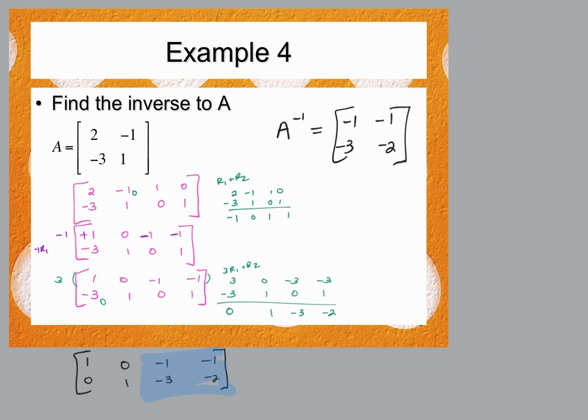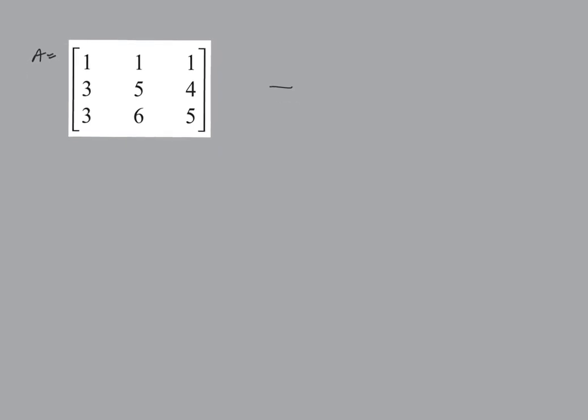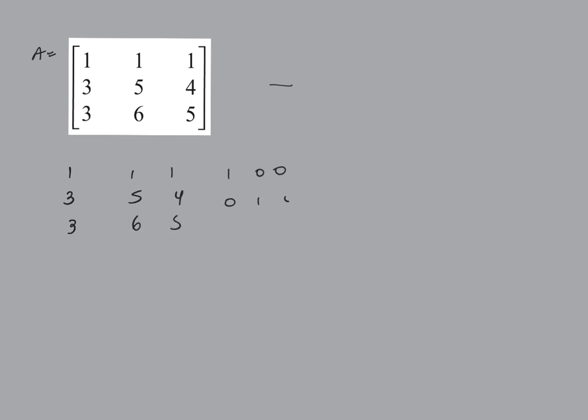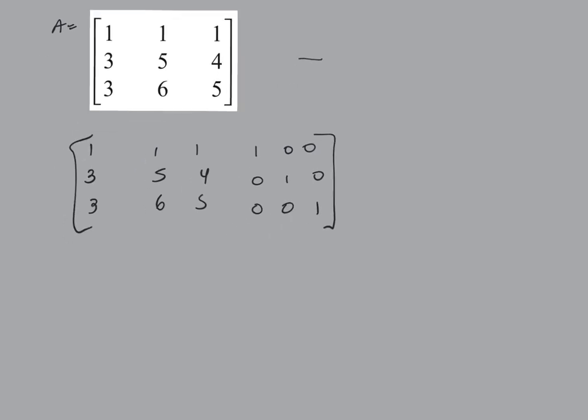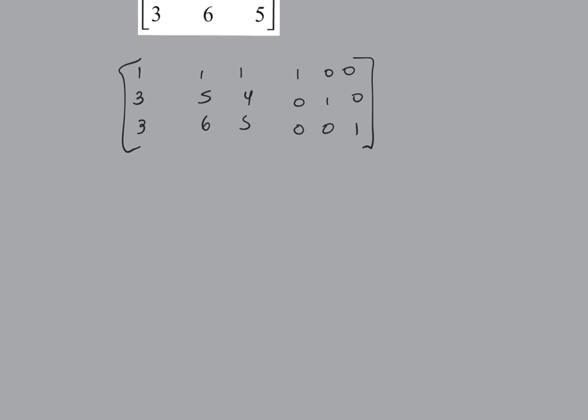Questions? Okay, so if this is A and I want to find A negative 1, I'm going to rewrite it 1, 1, 1, 3, 5, 4, 3, 6, 5, and then 1, 0, 0, 0, 1, 0, 0, 0, 1 on the right. You thought the other one was annoying. Now what?